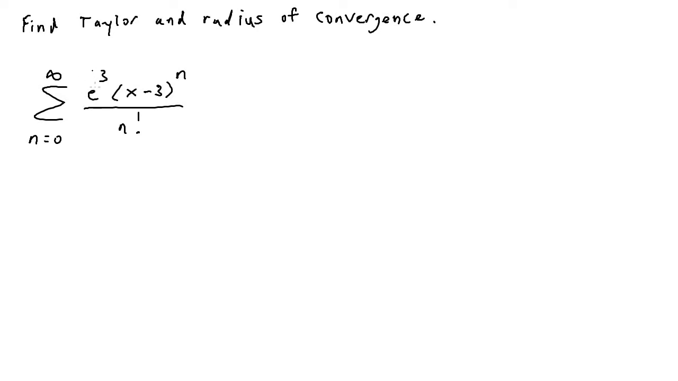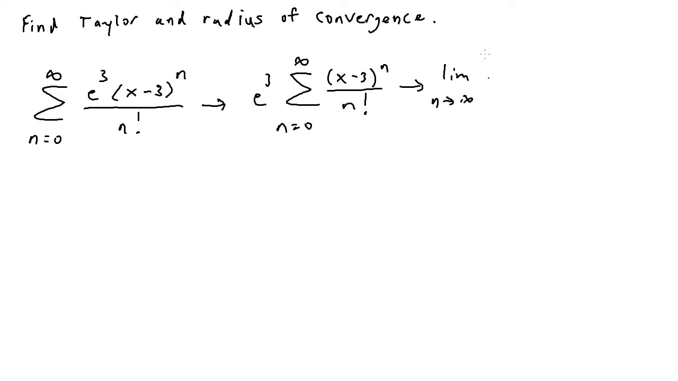And before I do that, since e cubed is like a constant, we can actually take that outside the series, similar to in integrals. So I can rewrite this as e cubed times the infinite series from n equals 0 to infinity of x minus 3 to the n over n factorial. So now when I use the ratio test, I'm going to take the limit as n approaches infinity of the absolute value of x minus 3. So now remember, we're going to replace n with n plus 1 over n plus 1 factorial.